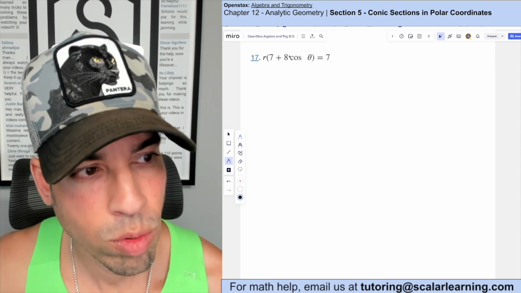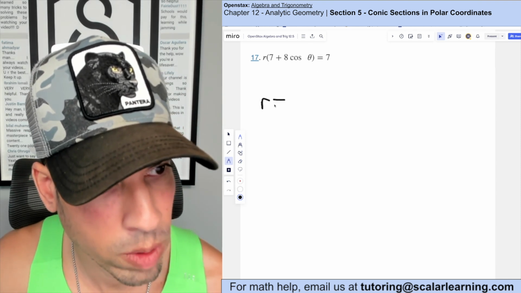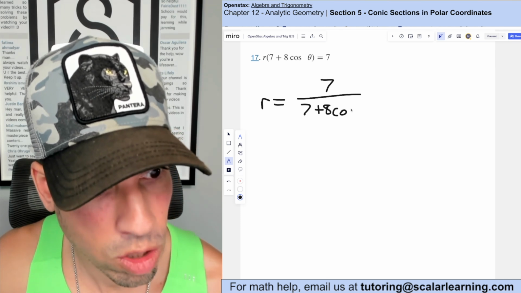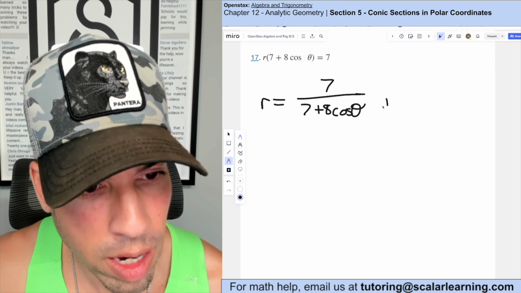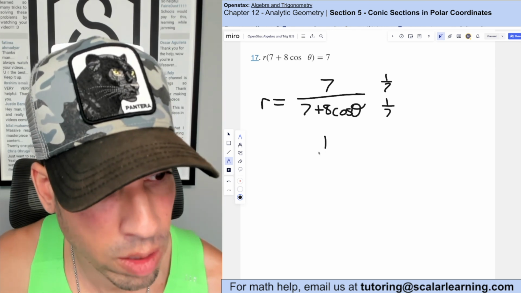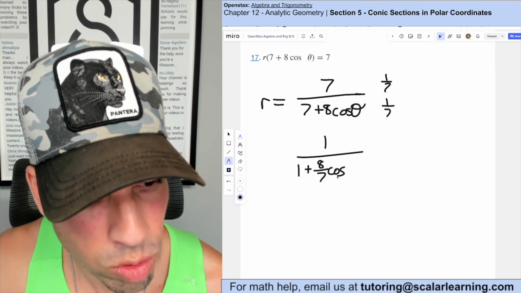Done. So for this one, our first step is going to be to divide by this so we can isolate r. So we got r is equal to 7 over 7 plus 8 cosine theta. Then we want to turn this into a 1, so I'm going to multiply the top and the bottom by 1/7. So 1/7 over 1/7, and we're going to get 1 over 1 plus 8/7 cosine theta.